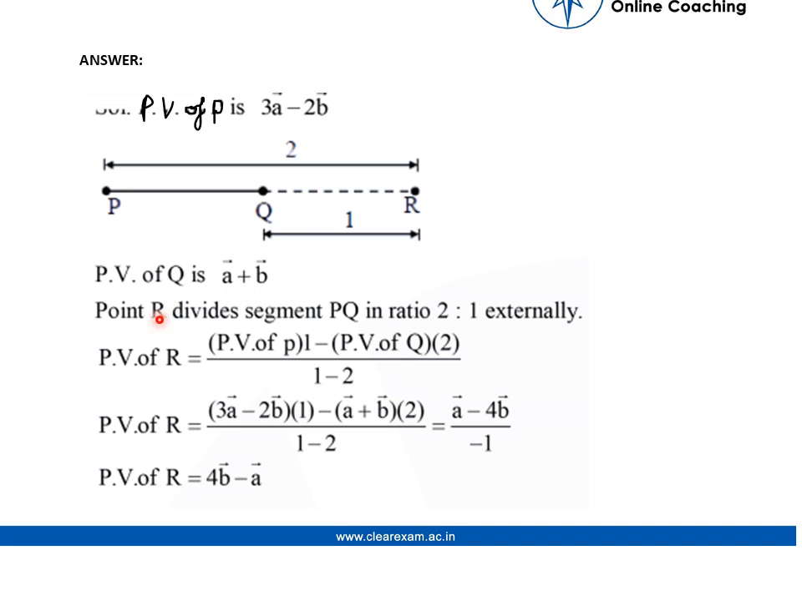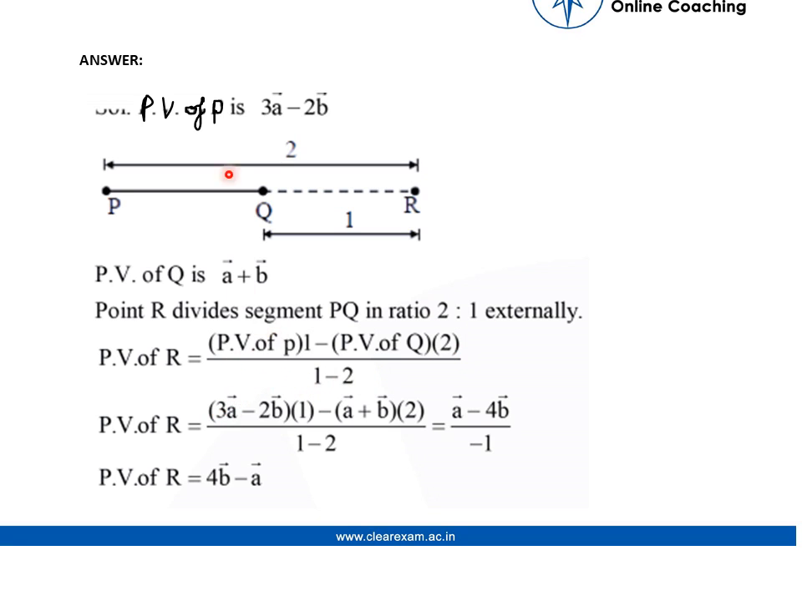And for R, we know in which ratio it divides the line segment PQ. So it is very simple to find the position vector of R by using this formula. What does this formula tell us? Firstly, we'll write the position vector of P into the ratio in which it divides Q. Yes, the opposite one, the Q, minus position vector of Q into 2, the ratio in which it divides P, upon 1 minus 2, that is subtraction of the ratios.